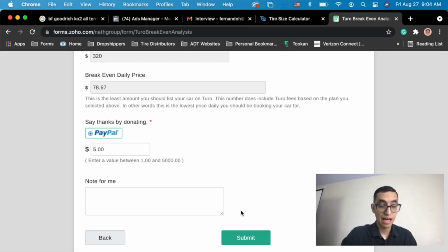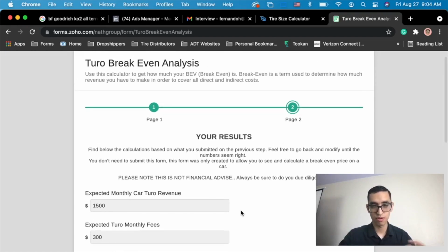This calculator really helps you out a lot, and I think it's a tool that definitely every Turo host should be using. At least every beginner Turo host should be using. And I'm very proud of this calculator because I built it using Zoho Forms, which is one of the companies I use a lot for all my programs and everything. But it's built for Turo hosts. It's really nice. So there you guys have it. It's going to be in the description below. It's going to be a very useful tool for you.